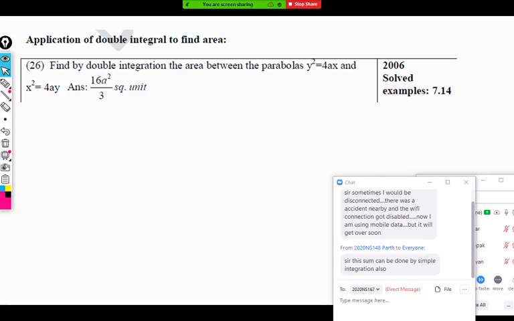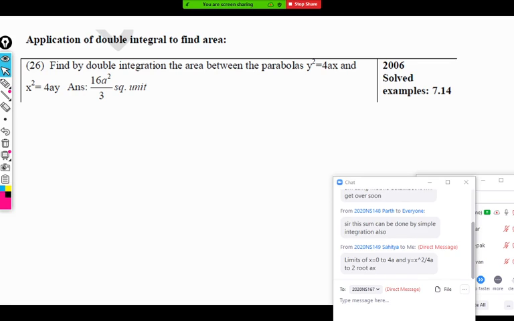Okay, so let me start. This one is the last topic of double integration application: finding the area of a region. Now, to get the area of a region, the method that you learned in 12th, you can also use, because you know how to get the area. Let me show you here.